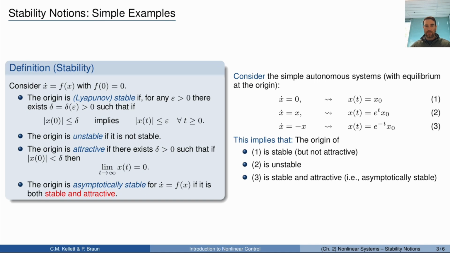These are, of course, very simple examples, and here we rely on the solution to conclude properties such as stability, instability, and asymptotic stability.